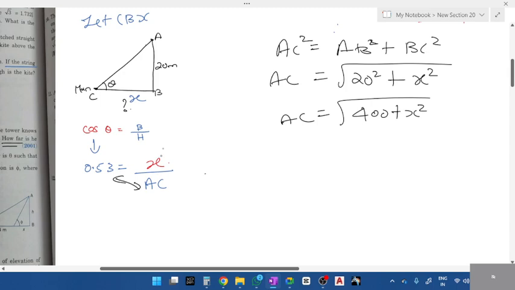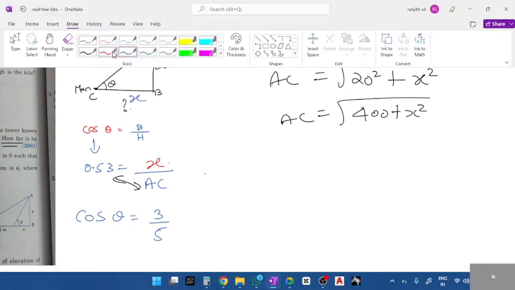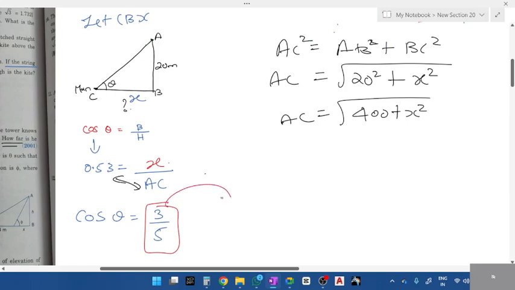But AC is not given. Instead of that, AB is given. Here, cos theta is 0.35. What if cos theta is given as 3 by 5? If 3 by 5 is given, how will you solve? If cos theta is given as a fraction, then first you have to convert it. What is the cos theta formula? Base by hypotenuse. We'll get 3 by 5, right?